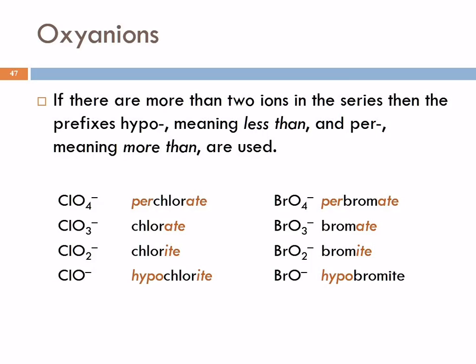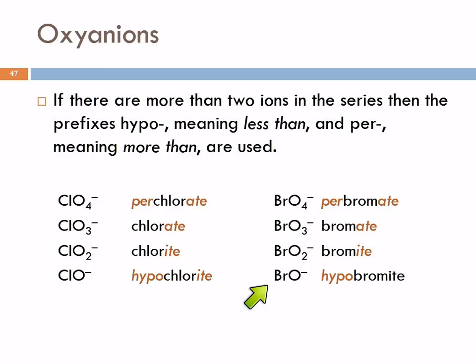So more than 2 ions in the series. So this is chlorate, and this is chlorite. This is hypochlorite because it has 1 fewer than chlorite, and perchlorate has 1 more. So chlorine forms this series. The difference between these 4 ions is the number of oxygens, number of chlorines, charge is the same.